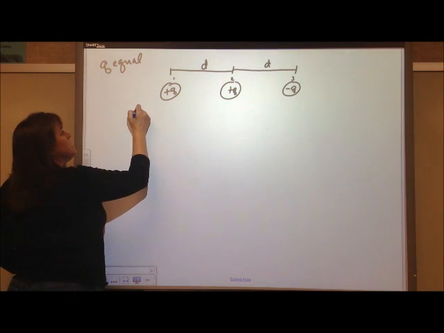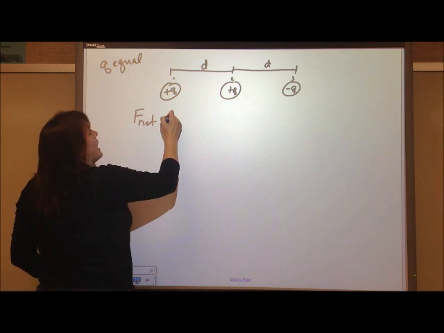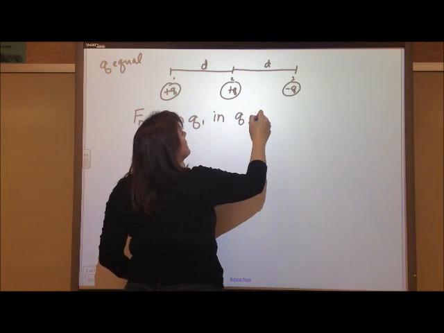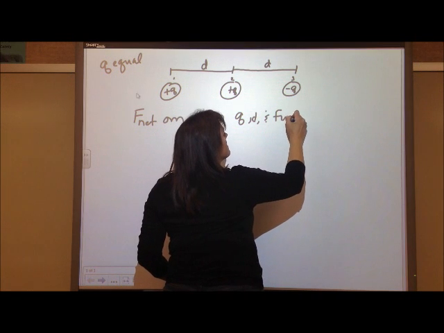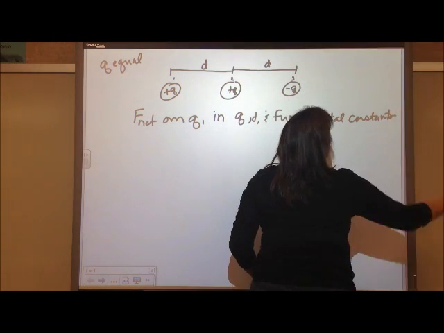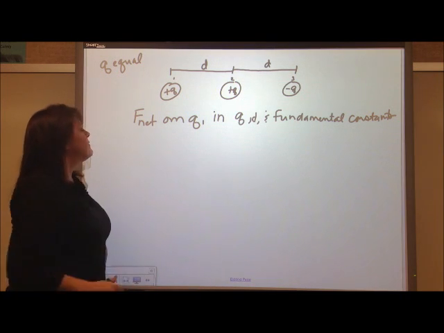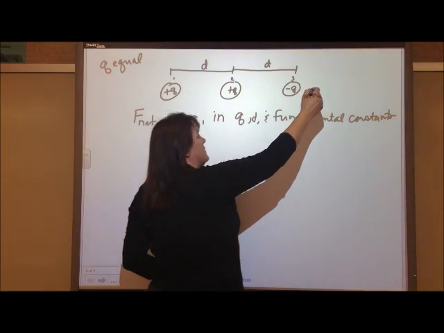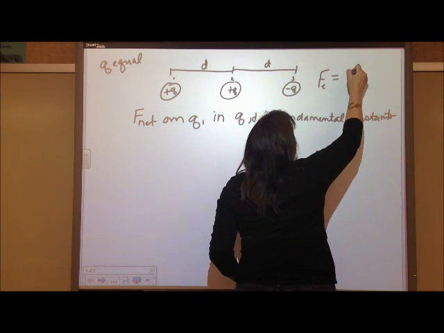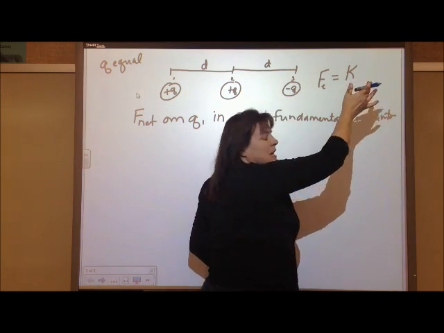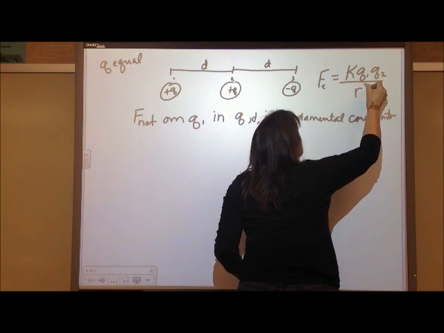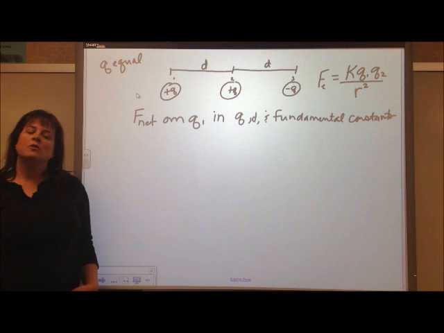And what I want to know is what is the net force on Q1 in terms of Q, d, and fundamental constants. A fundamental constant, for example, would be K, Coulomb's constant. First of all, if you remember back to the first video on forces, and if you reflect back to last year, the electric force on a particle is equal to K, Coulomb's constant, which is 9 times 10 to the 9th, times Q1 times Q2, divided by the distance between them squared. So it looks very similar to Newton's universal law of gravitation.